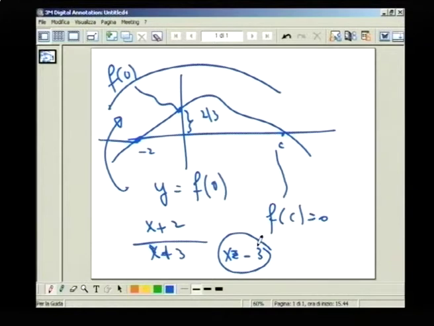Because you locate the zeros of the denominator, or the roots of the denominator, which is x equal to minus 3, at which the numerator is not 0. The numerator at x equal to minus 3 is equal to minus 1, which is not 0, and therefore x equal to minus 3 is one asymptote of the function. So this is for the vertical asymptote.